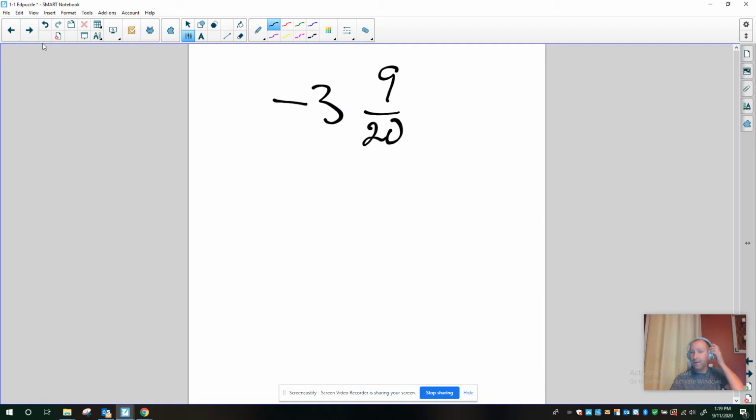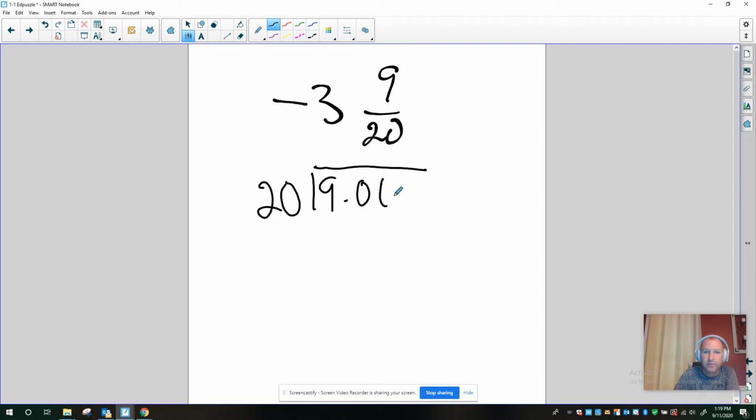We're going to go ahead and ignore the negative 3. We'll take the 20, put it on the outside of the division house. The 9 with some zeros goes in the inside. 20 goes into 9 0 times. Bring up the decimal point. 20 goes into 90 4 times.